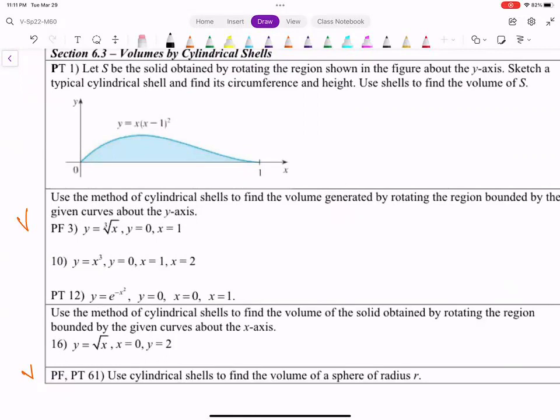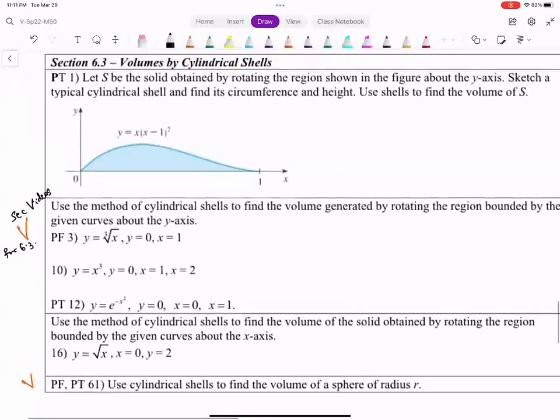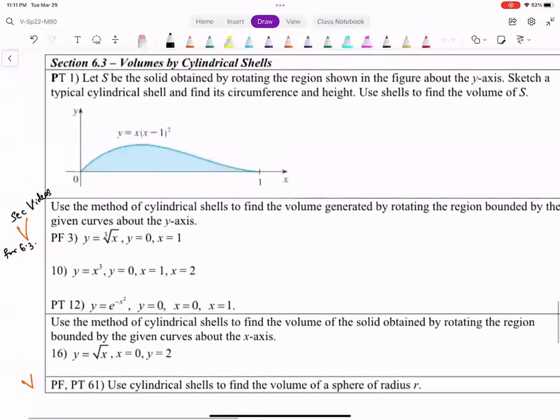So let's try problem number 1. Problem number 3 is already done in the section video for 6.3, and also problem number 61, both are already done. Let's try a different problem here. Let's try number 1 or number 12.